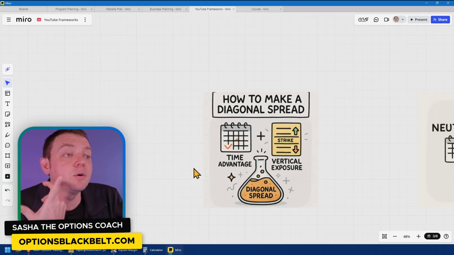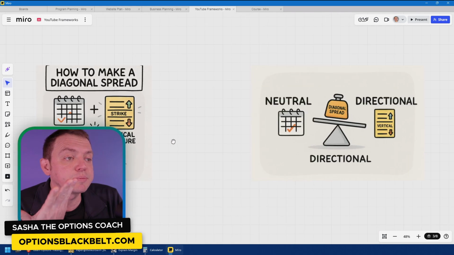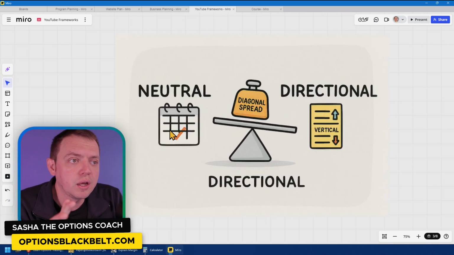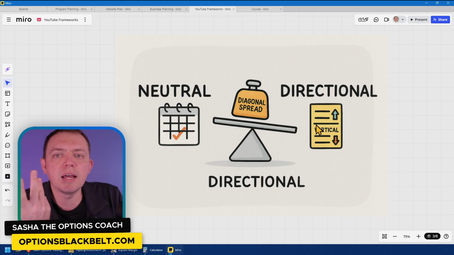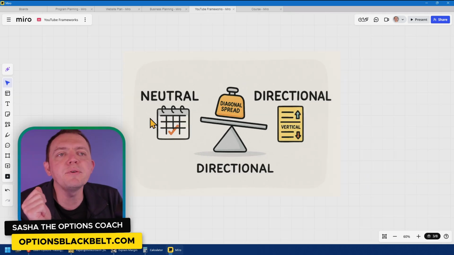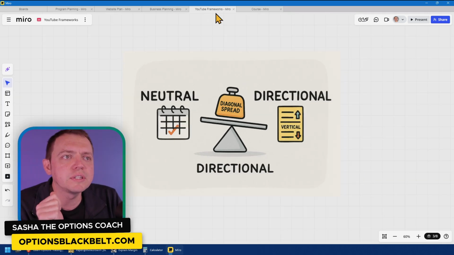Anyway, that's how you go in and make a diagonal spread. Really, you're starting out from a calendar being neutral, and then you add some verticals into it, and now you get a little bit more direction, hence a diagonal spread. Anyways, hope you found this video helpful and that it gave you a little insight.